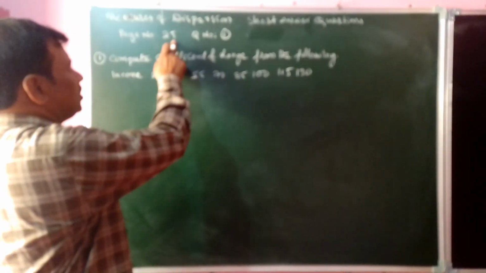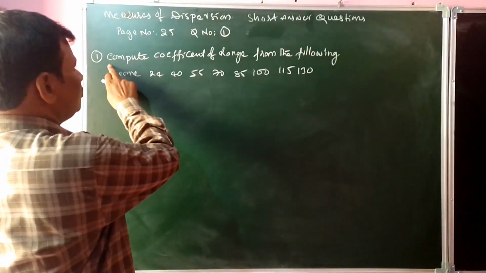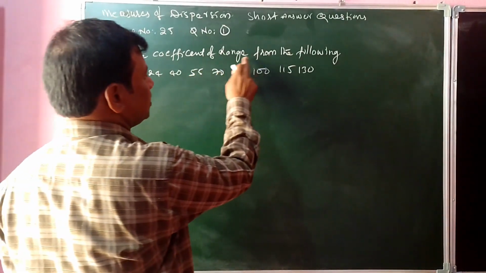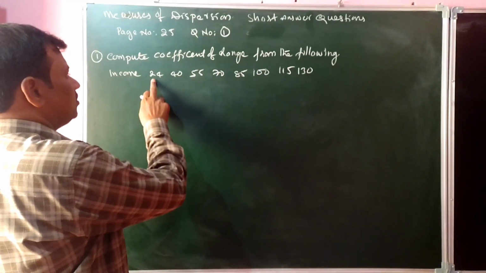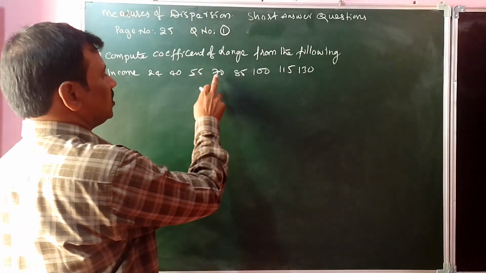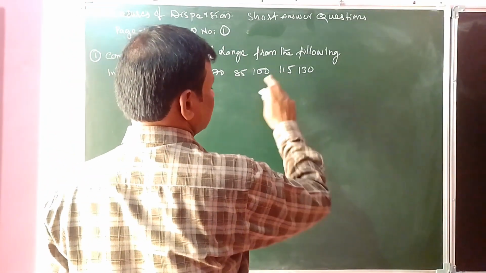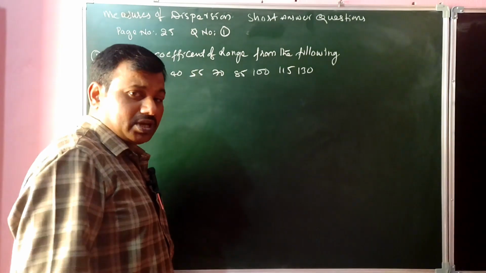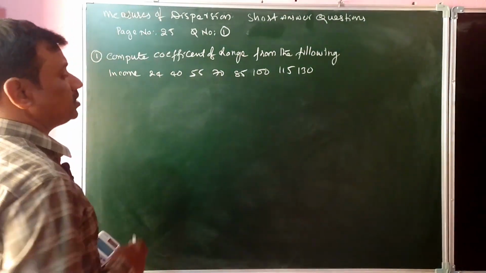Page number 25, question number 1. The given question is: compute the coefficient of range from the following. The income values given are 24, 40, 55, 70, 85, 100, 115, 130. With the help of these values, we are going to calculate the coefficient of range.